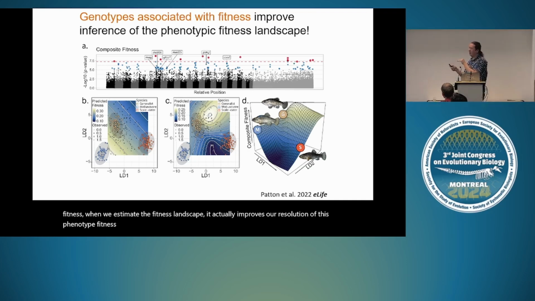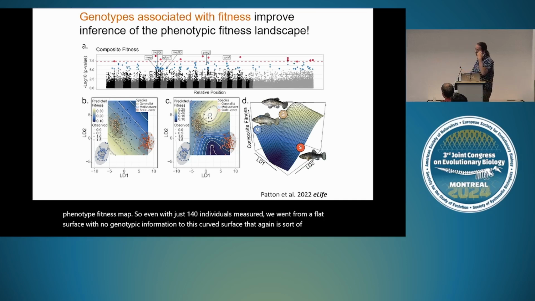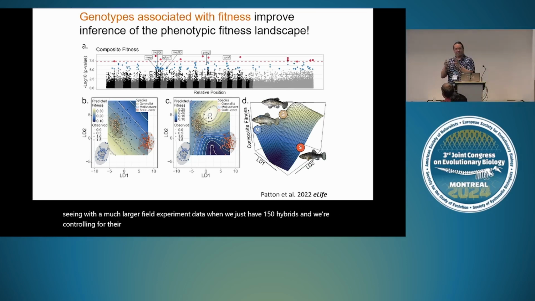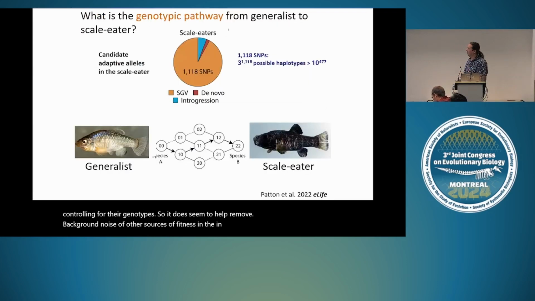So even with just 140 individuals measured, we went from a flat surface with no genotypic information to this curved surface that, again, is sort of what we're seeing with the much larger field experiment data when we just have 150 hybrids and we're controlling for their genotypes. So it does seem to help remove this background noise of other sources of fitness in the experiments, right?